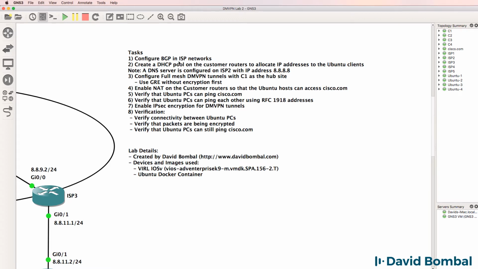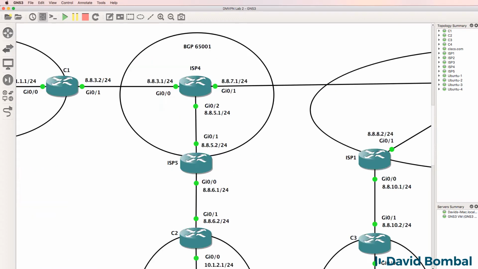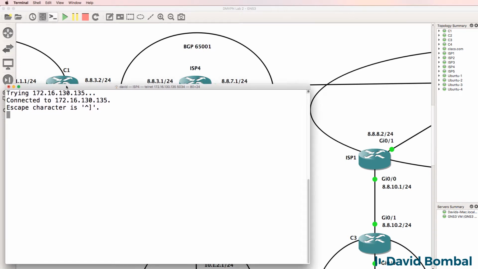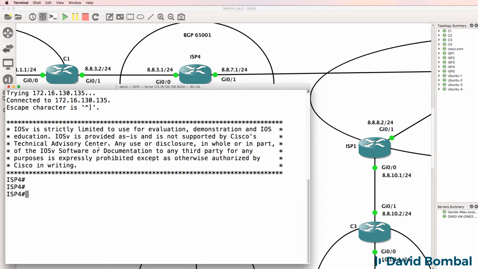The first thing we need to do is configure BGP in the ISP networks. I'm going to start with ISP Router 4 and Router 5, which are in Autonomous System 65001. So I'm going to open up consoles to the devices. Here's the console for ISP Router 4.